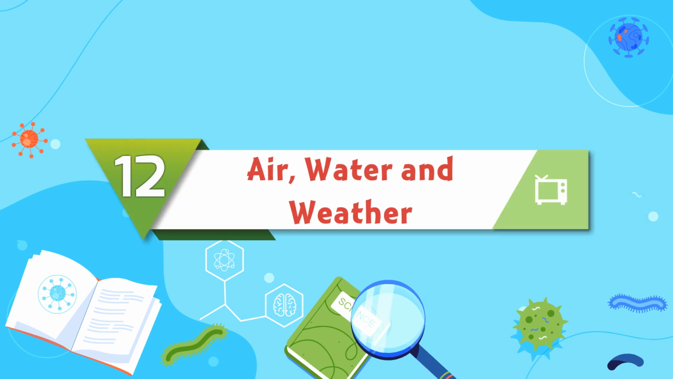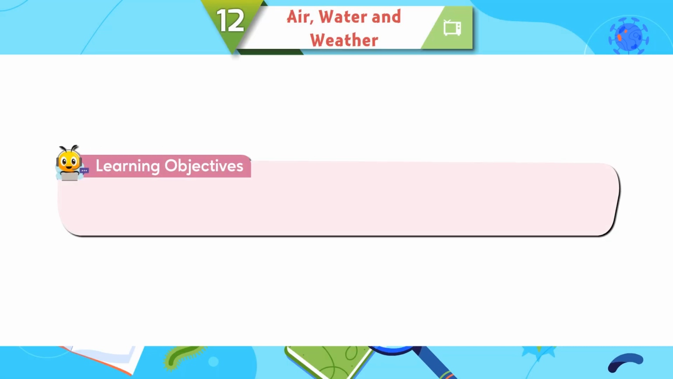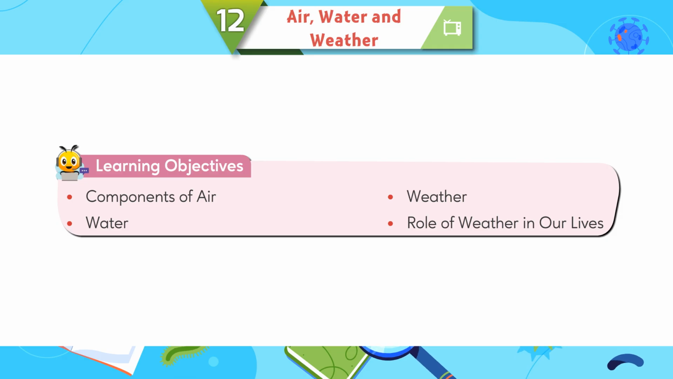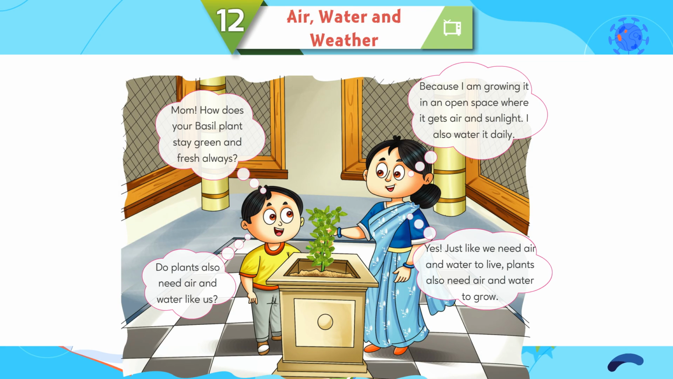Chapter 12: Air, Water, and Weather. Learning Objectives: Air, uses of air, water cycle, what affects the weather, components of air, water, weather, role of weather in our lives. Warm up.